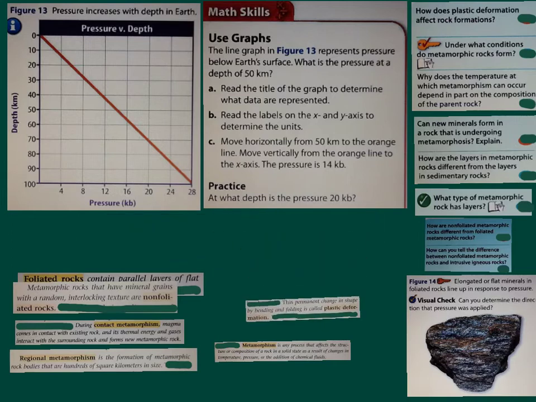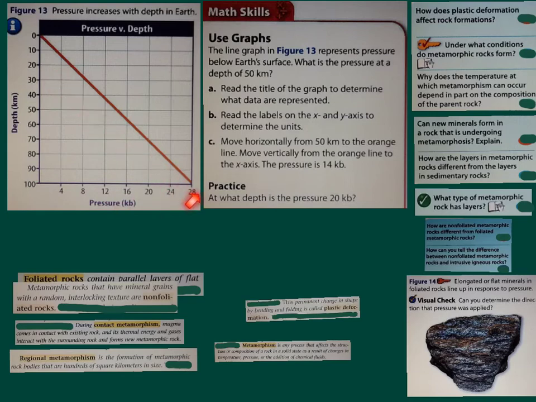Okay, I put this chart here so that you can see this figure 13. Pressure increases with depth of earth. So here's your pressure. Okay, pressure increases with the depth. So as you go deeper into the ground, the pressure increases, which is why the line looks like this.